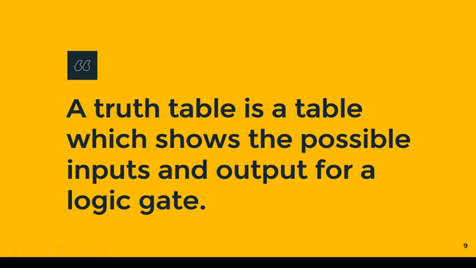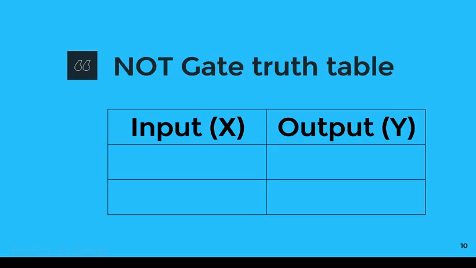But before we can go into looking at the truth table for the NOT gate, we have to get an appreciation of what a truth table is. A truth table is a table which shows the possible inputs and output for a logic gate. So here we have the truth table for the NOT gate, and we have a column labeled as our input and a column labeled as our output.